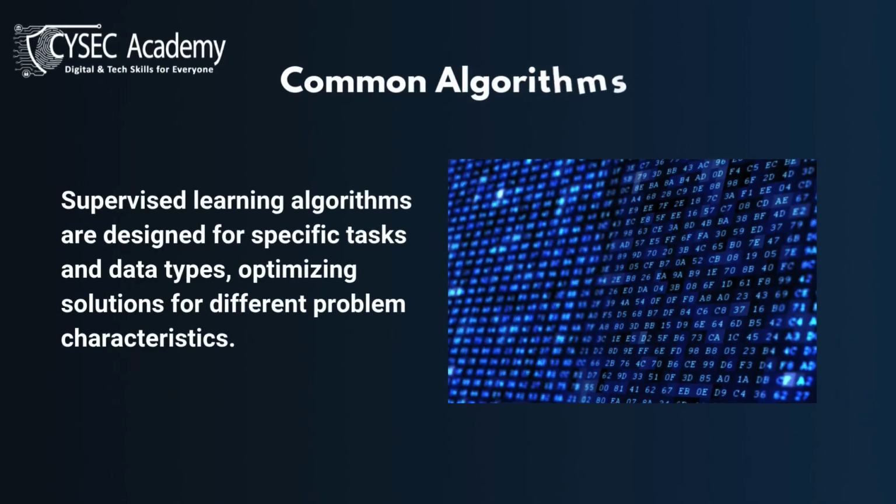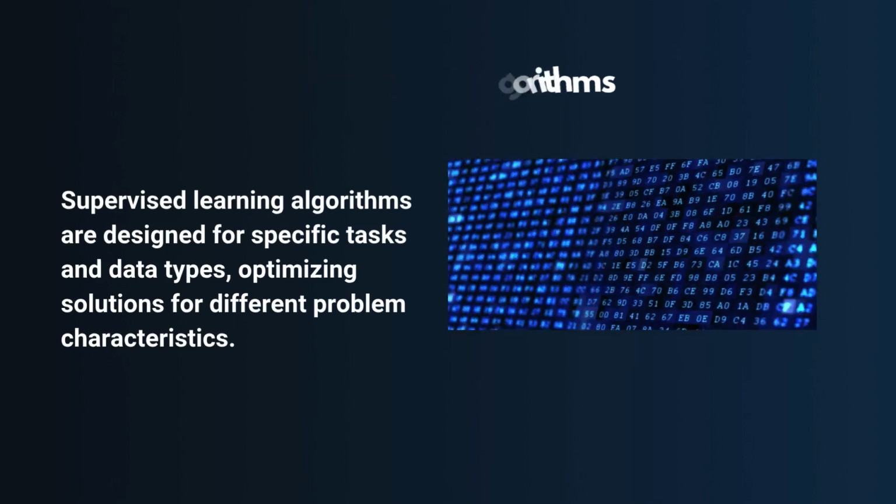Common algorithms. Supervised learning includes various algorithms, like decision trees, support vector machines, and neural networks, each tailored for specific tasks, classification or regression, and data types. Let's discuss the several common algorithms used in supervised learning.